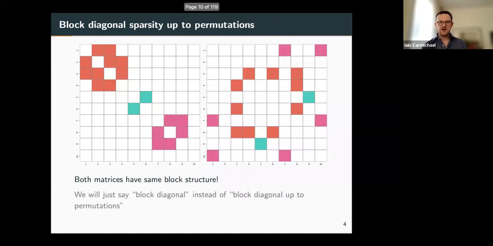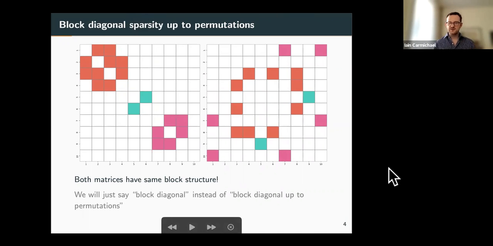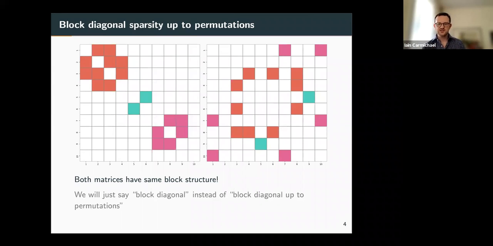But what we're really going to talk about today is block diagonal sparsity up to permutations. The matrix on the left, we would all agree, is a block diagonal matrix. And on the right, it doesn't look like a block diagonal matrix per se. All I've done to go from left to right is permute the rows and columns by the same permutation. And we're going to say that those two matrices are in some sense equivalent. They're block diagonal up to permutations.